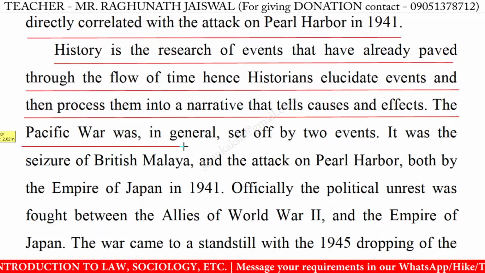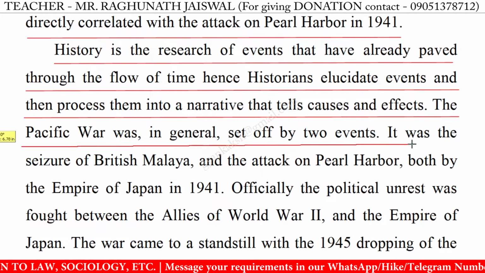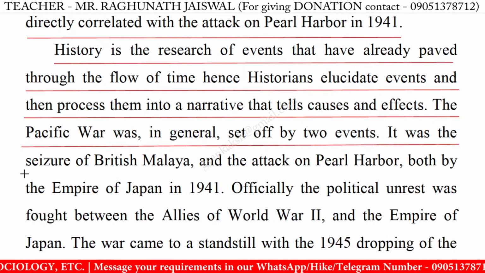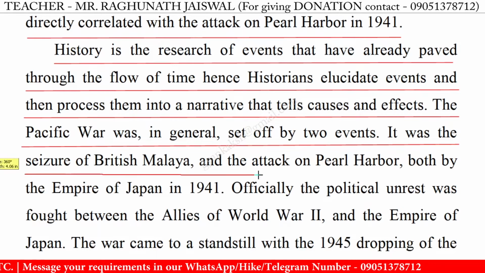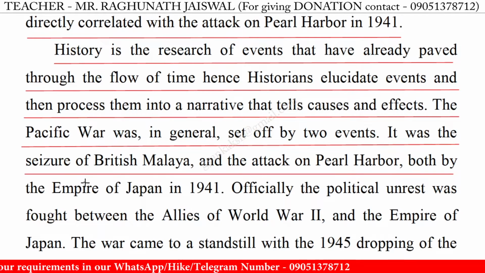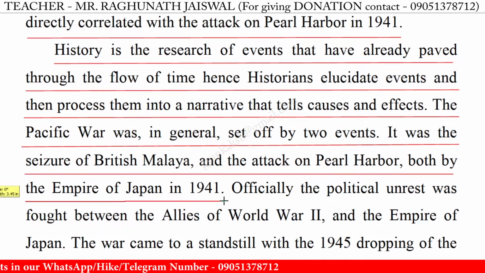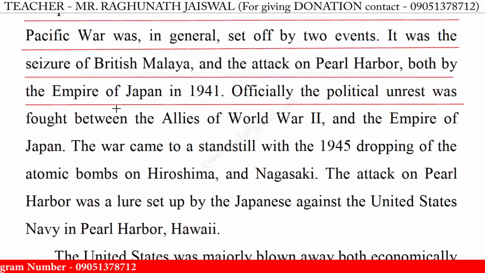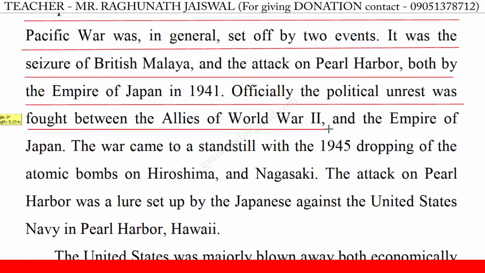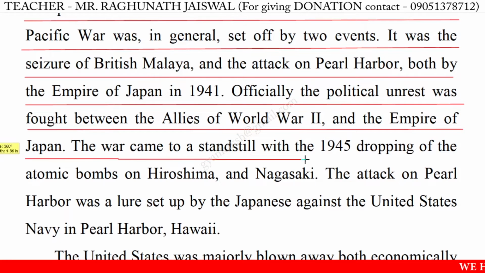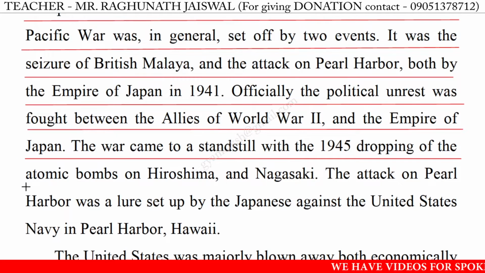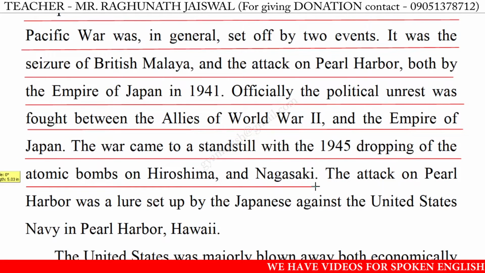The Pacific War was, in general, set off by two events. It was the seizure of British Malaya and the attack on Pearl Harbor, both by the Empire of Japan in 1941. Officially, the political unrest was fought between the Allies of World War II and the Empire of Japan. The war came to a standstill with the 1945 dropping of the atomic bombs on Hiroshima and Nagasaki.